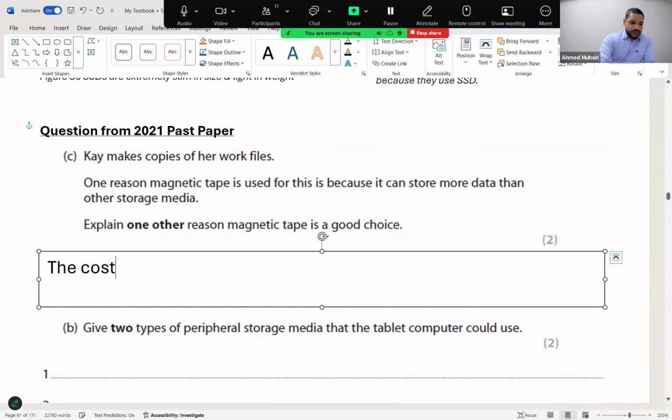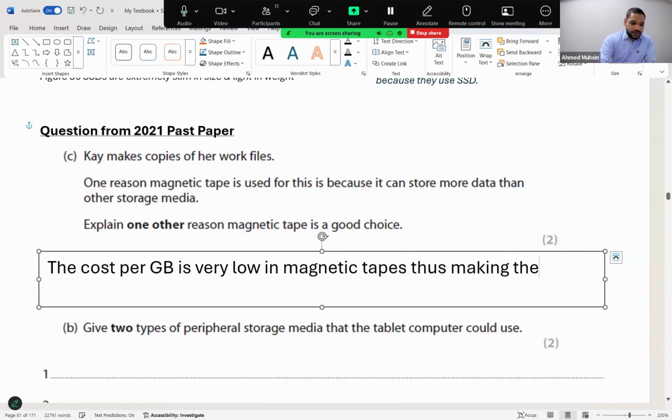The cost per GB. Now, GB I haven't taught you all yet. It's a memory unit, like we have kilometers per hour, kilograms, grams. GB is a unit to measure how much data there is. We're going to be learning it today. The cost per GB is very low in magnetic tapes, thus making them very affordable. Boys, girls, good with this?